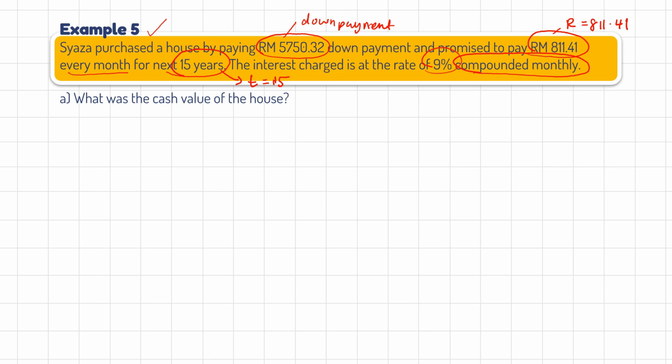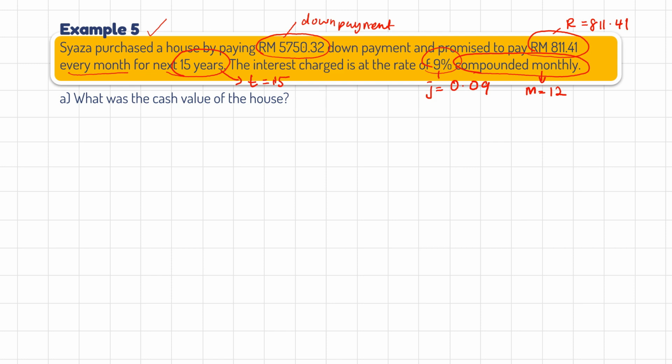The interest charge is at the rate of 9%. So this will be our J, 9%, 0.09. Compounded monthly, which represents our M equals 12. So these are the information that we have.